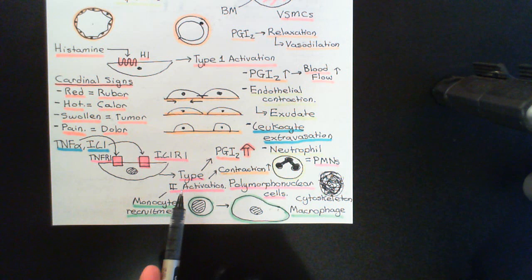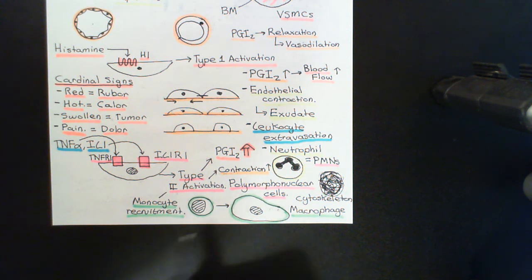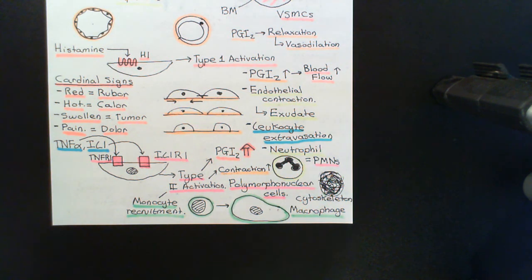Only after you've had type 2 activation will you then get the endothelial cells activated enough with the correct proteins on the apical surface to recruit monocytes from the bloodstream to become macrophages in the tissue fluid. Okay, so let's just go over a summary of that then. So we've now seen the effects of histamine, tumor necrosis factor alpha, interleukin 1, and also prostaglandin I2.